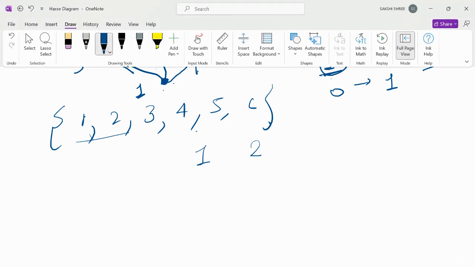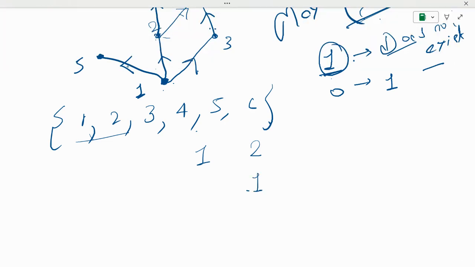Now 1 divides 3, right? Now altogether we have reached 1, 2, 3. The next element is 4. Out of 1, 2 and 3, 1 divides 4 and 2 divides 4, so we can write it like 1 and 2 divide 4. Now we have 1, 2, 3, 4. Now we reach 5. Out of 1, 2, 3, 4, only 1 divides 5, so there will be one line: 1 divides 5.